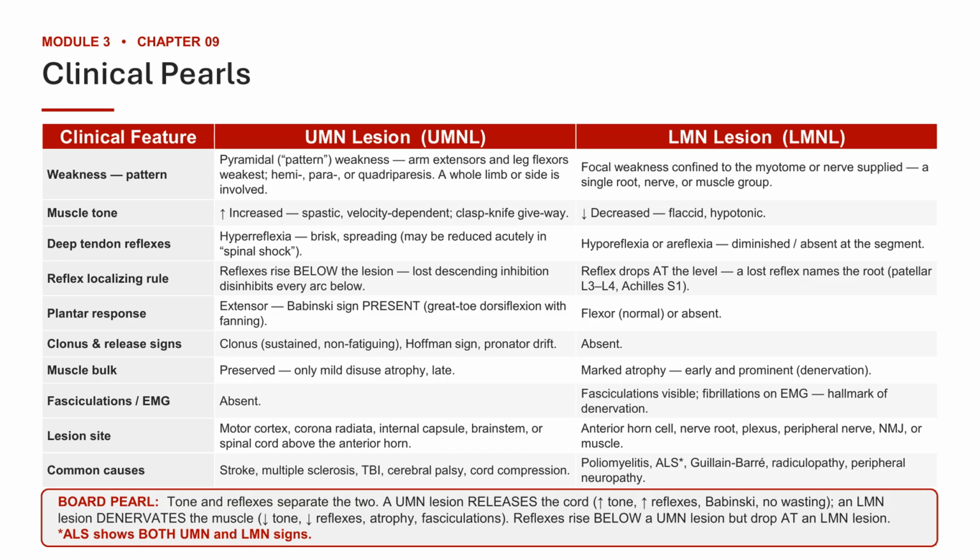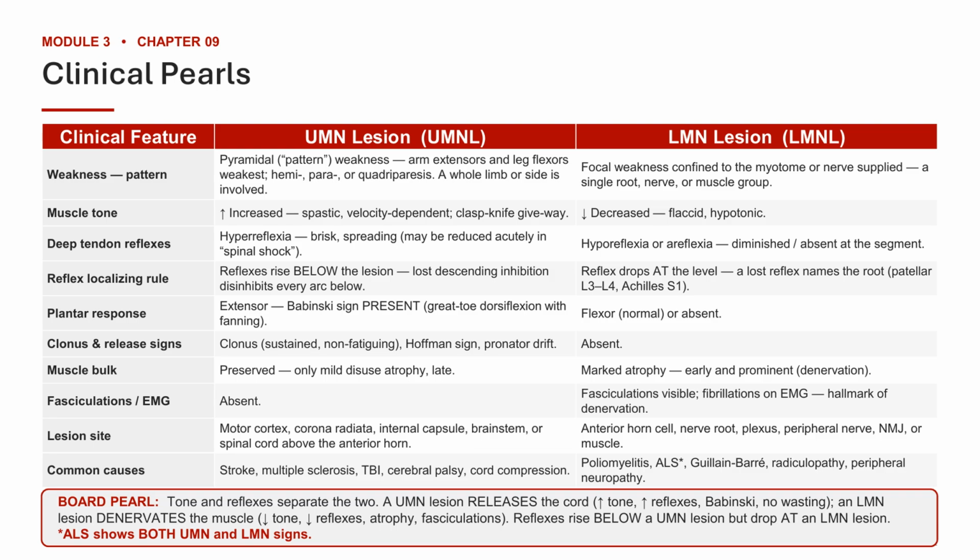Deep tendon reflexes. Hyperreflexia, brisk, and spreading, with the acute caveat we covered that they may be reduced during spinal shock, versus hyporeflexia or areflexia at the segment. The localizing rule, which is the single most useful line on this slide: reflexes rise below a UMN lesion. The reflex drops at the level of an LMN lesion, and the lost reflex names the root. Plantar response: extensor, Babinski, present, versus flexor or absent.